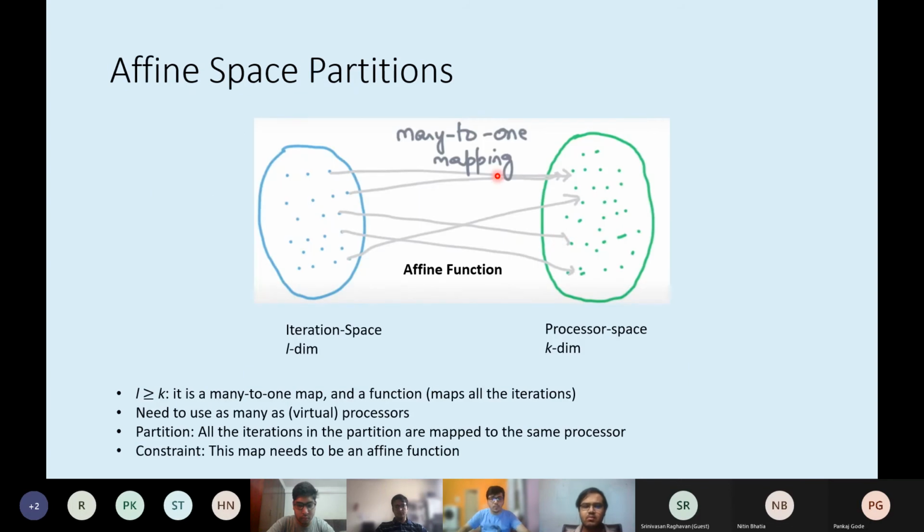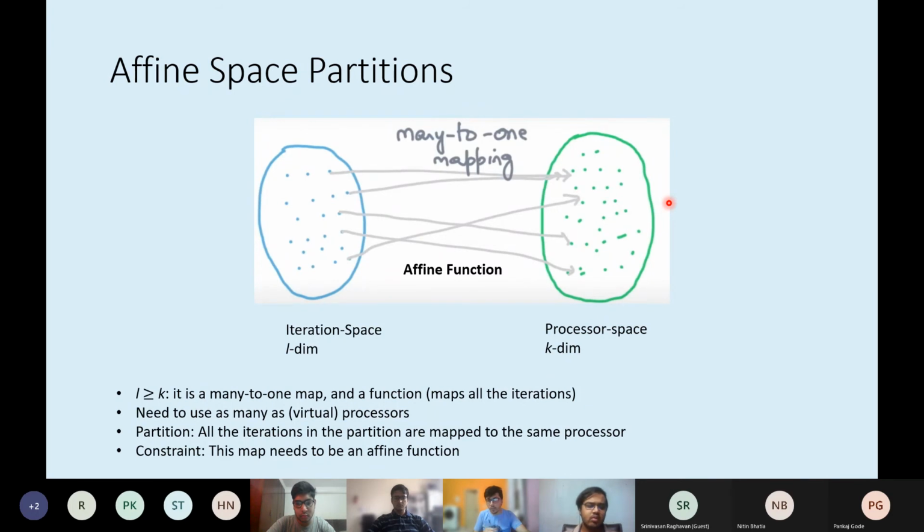In general, let's say the iteration space is an L-dimensional iteration space, and the processor space is a K-dimensional processor space, where K is the degree of parallelism. Now we want to create a mapping from the iteration space to the processor space, because we want to map each iteration to the processor it is assigned to. This mapping would be a many-to-one mapping, because L would be greater than or equal to K always. And it is a function, which means that it maps all the iterations. That is why it has to be a many-to-one mapping. And we need to use as many virtual processors as possible.